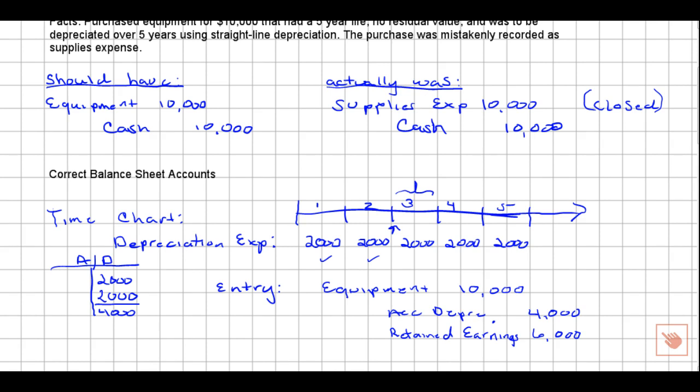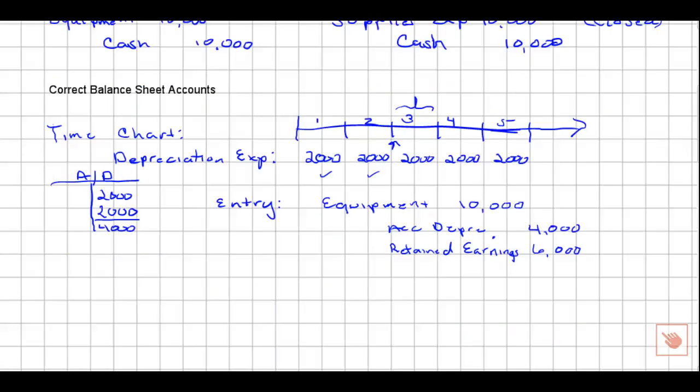Now there's one more thing that we need to do for year 3. Can you think of what that is? We need to do our regular adjusting entry for depreciation expense for year 3. So depreciation expense will be recorded when we do all of our adjusting entries. And notice it's $2,000. And then I'll also credit accumulated depreciation for $2,000. When I do that, accumulated depreciation is at the correct amount for year 3. Depreciation expense is at the correct amount for year 3. And retained earnings is at the correct amount for year 3.